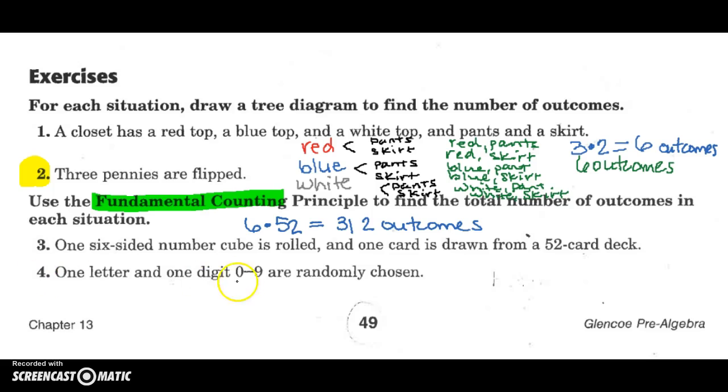Ordinarily, I'd ask you to do number 4 on your own, but I want to be sure. If we're talking about digits from 0 to 9, then that's 10 possible digits because you're counting 0. Okay, and then one letter. How many letters are there in the alphabet? 26 letters in the alphabet. So there's 26 possible letters you could choose and 10 possible digits, so 260 possible outcomes.